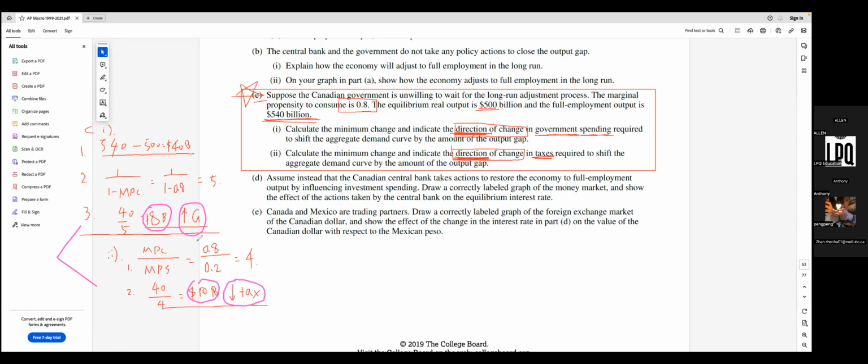And once again, one thing we can learn here is that changing government expenditure is more powerful. If you choose to increase government spending, you only spend $8 billion. But if you want to cut down the tax, your tax revenue will decrease by $10 billion.